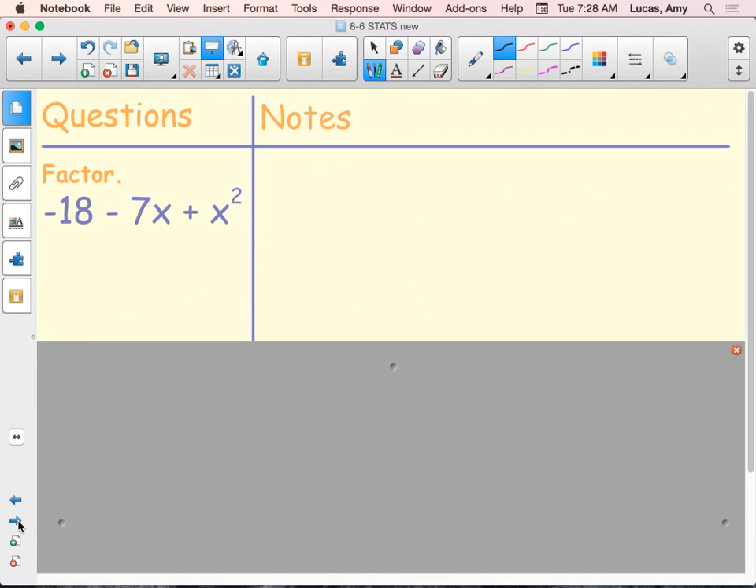You can always FOIL to check and make sure that you have factored correctly. This third example for factoring, I'm going to have to switch the order of the terms around because it's not in standard form. So first I need x squared, then I need minus 7x, and then minus 18. Now, first term, x squared. So again, x times x is my first term.